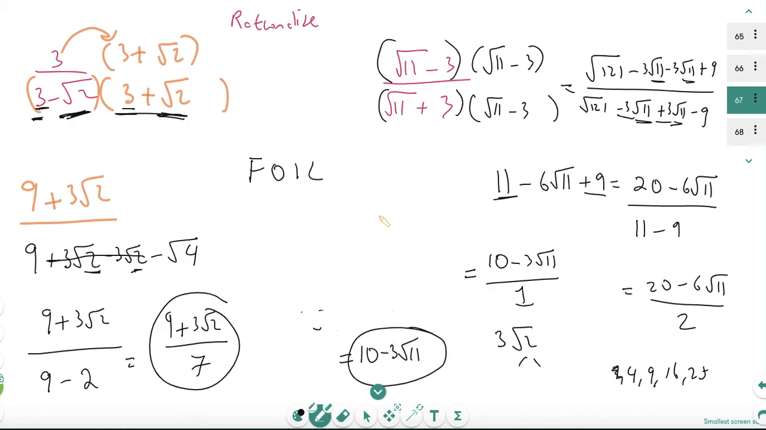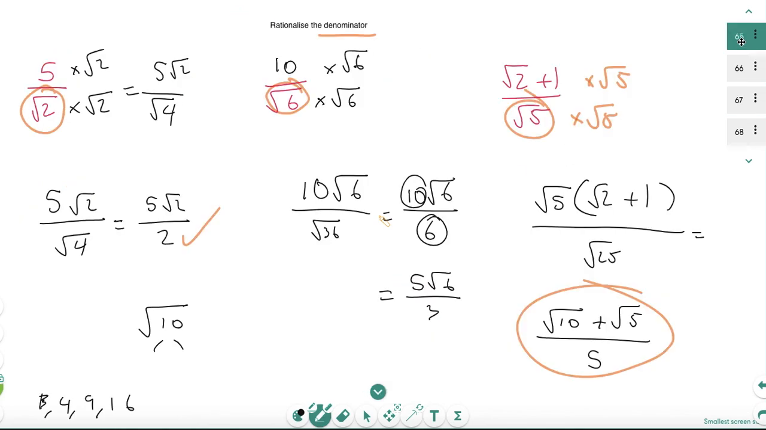Boom. So look how we rationalize everything. We started with 5 over root 2. Now it's 5 root 2 over 2. There's no more surd at the denominator.